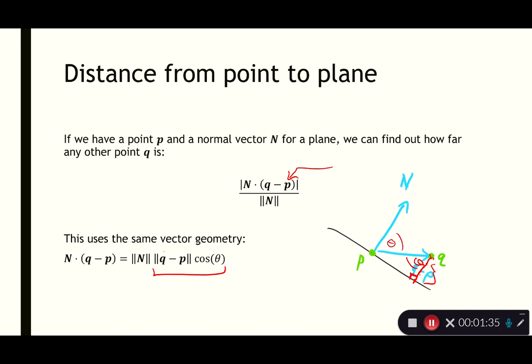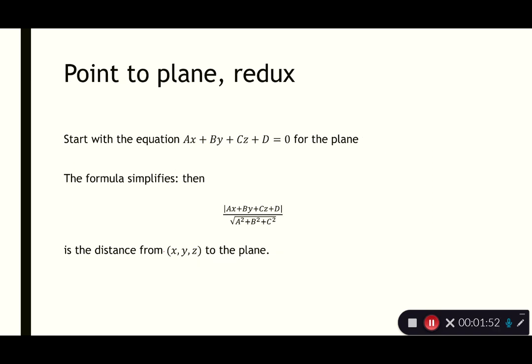There's an absolute value on top. The absolute value is just thrown in there because we might get a negative number, and we get positive or negative depending on whether our point Q is on the same side of the plane as the normal vector points, or whether the point Q is on the opposite side of the plane.